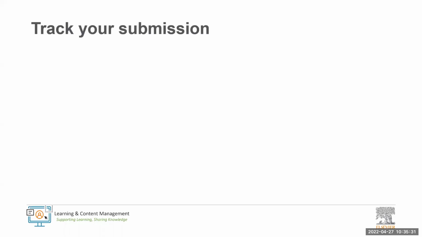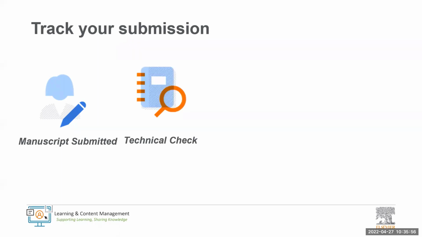So the last agenda of today's webinar is to know how you can track your submission. It starts with an author finishing writing their paper and submitting it to the journal. The system shows the status of the manuscript as manuscript has been submitted. Based on the workflow of the journal, the editorial office or the editor performs a technical check on your manuscript. The next step is assigning it either to the editor-in-chief or to an associate editor for further handling.